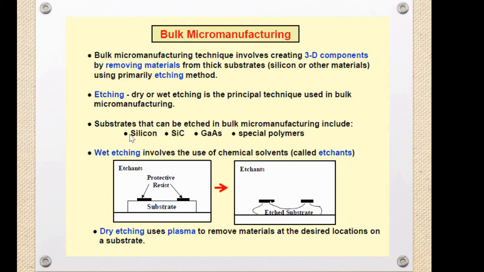Basically, the materials that can be used for bulk manufacturing include silicon carbide, gallium arsenide, and special polymers. There are two types of etching. The first one is wet etching: if a chemical solvent is involved in the etching, then it's called wet etching. Dry etching uses plasma to remove the material at the desired location.